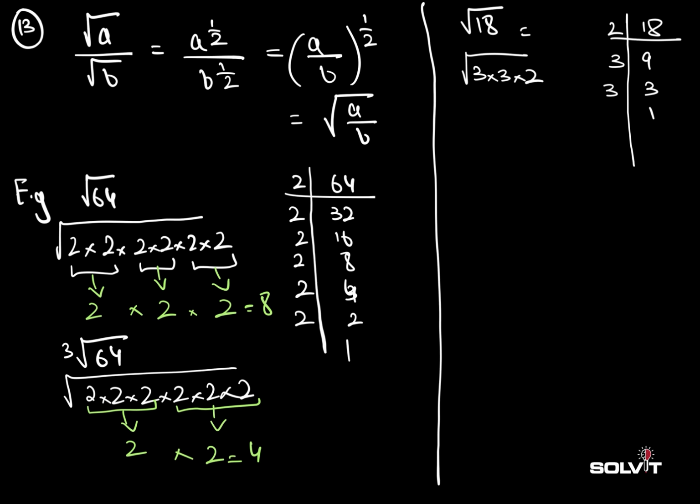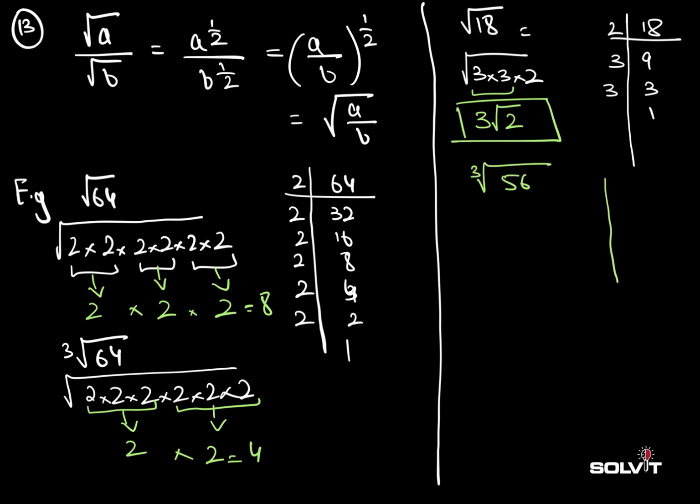So now, how many pairs can we make? We make the maximum pairs that we can pick. How many pairs can we make in this? We can just make one pair, that is of this 3. So this 3 will come out and this 2 will stay inside, and this is how it will look. So let's suppose it would have been given to me that the cube root of 56.